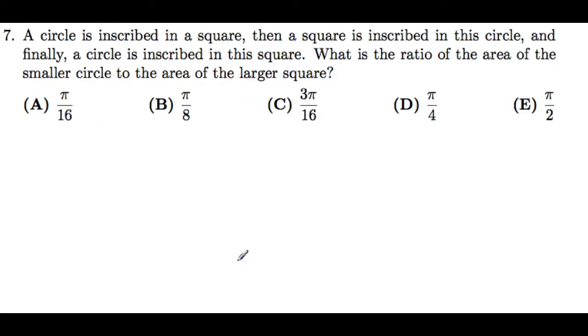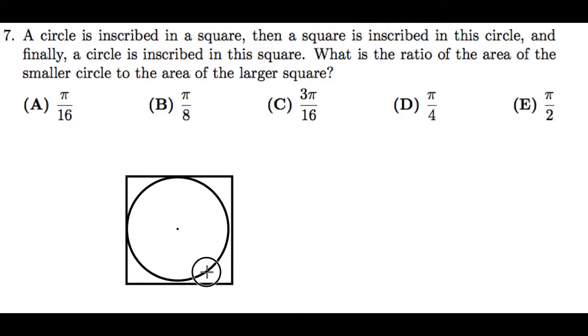Number 7, a circle is inscribed in a square. Okay, so let's try to draw a square and then a circle inside of that. Okay, now after that, a square is inscribed in this circle. So we have another square.